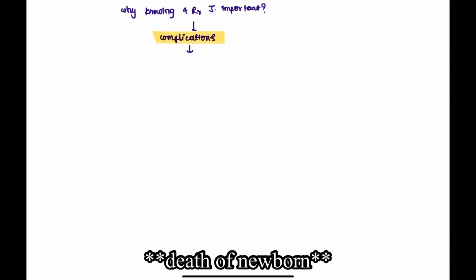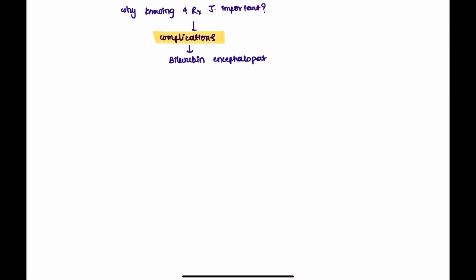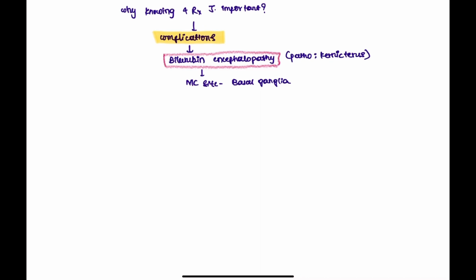So what is the importance of learning about jaundice and its treatment in newborns? Because it has some complications which can ultimately lead to death of the baby. One of the complications is bilirubin encephalopathy, which is pathologically also called kernicterus. So what is the most common site where this bilirubin encephalopathy occurs in the brain? It is the basal ganglia.